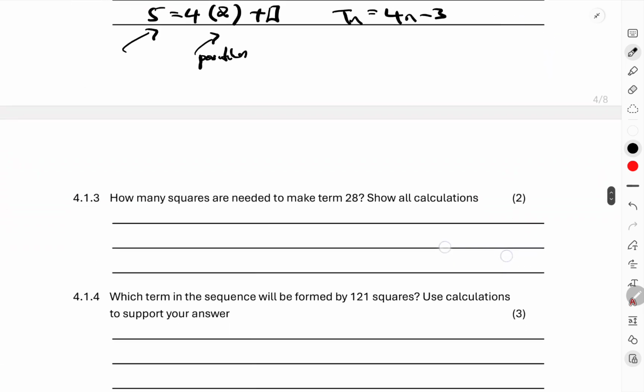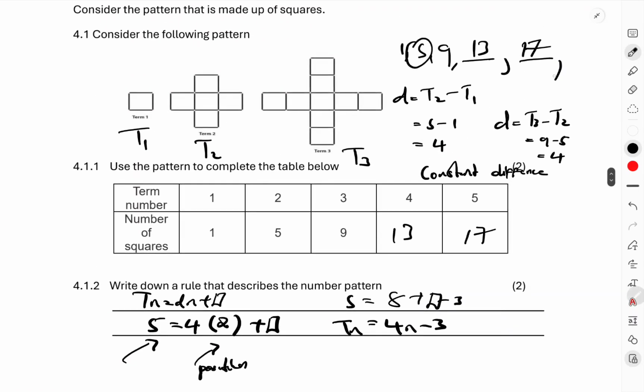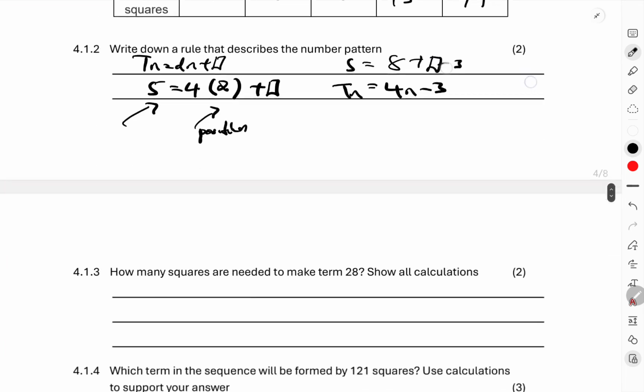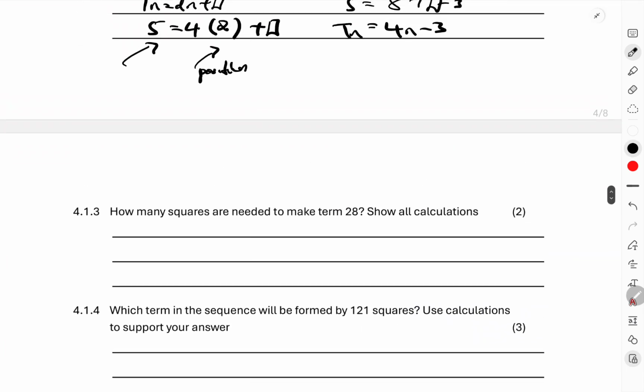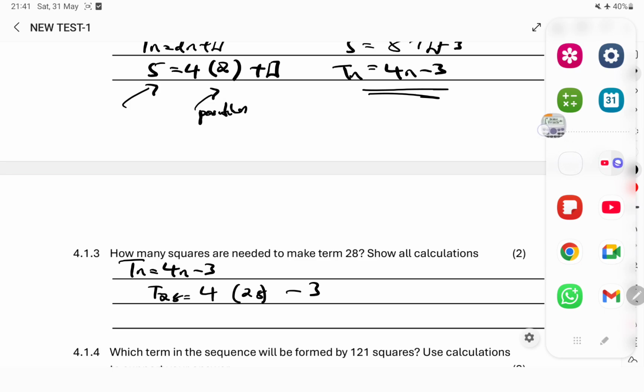Right. Then how many squares are needed to make term number 28? It means if I were to continue with this pattern, at term number 28, T28, how many squares are we going to have? Now already I know my general rule. Tn equals 4n minus 3. Term number 28 equals 4, open a bracket, minus 3. It means here I have to substitute 28, right? Going to use my calculator.